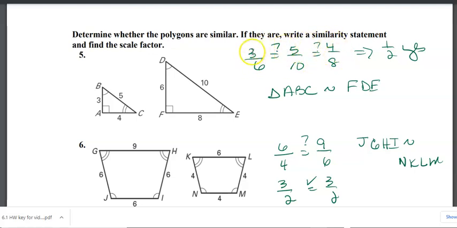Well, I can reduce each of these to 1/2. Okay, 3 goes into 3 one time, 3 goes into 6 two times. That makes this 1/2. 5 goes into 5 one time, 5 goes into 10 two times. It makes that 1/2. 4 goes into 4 one time, 4 goes into 8 two times. It makes this 1/2. This is your scale factor. It's in simplest terms. Because I have same proportions and congruent angles, I can say yes, these are indeed similar shapes.